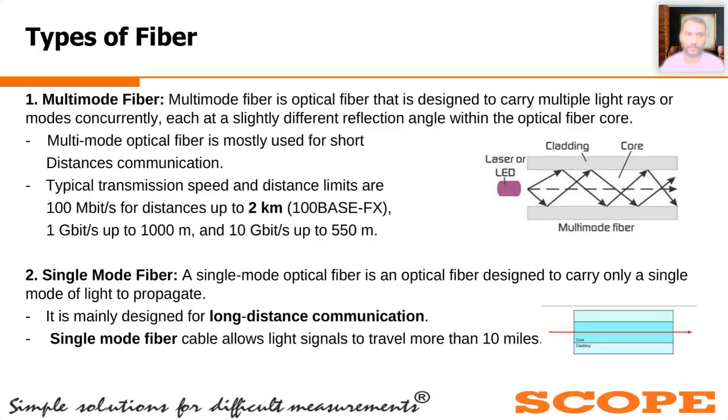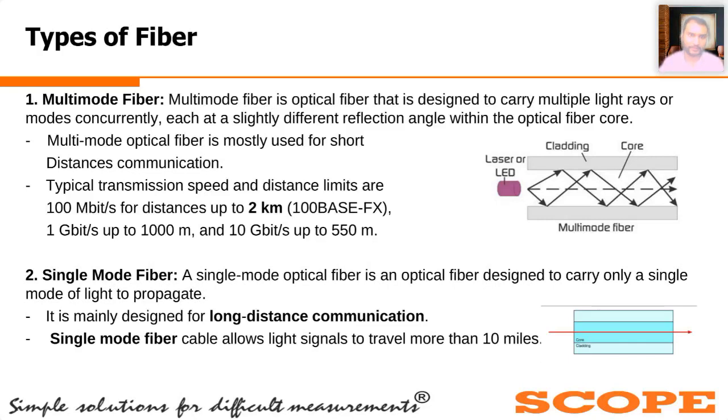If you are going for 100 Mbps speed, then up to 2 kilometer you can transmit without much attenuation. If the speed increases, let's say for 1 gigabit, it can transmit up to 1 kilometer. For 10 gigabit, it can transmit up to 500 meter. So normally multi-mode fiber communication is used within a substation where the distance is not more than 1 kilometer. You can use multi-mode cables and Ethernet switches with multi-mode ports to transmit data from one node to another node.